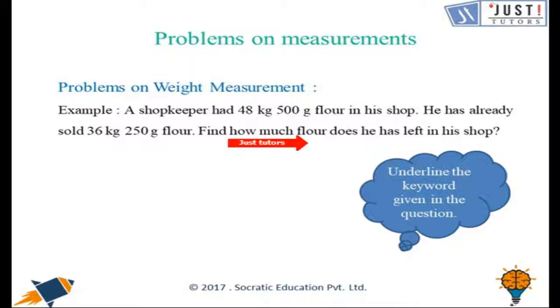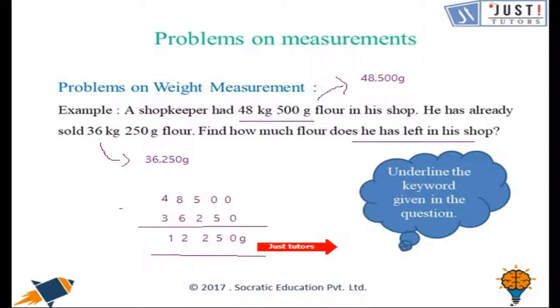So the question here is asking how much flour he has left, which means that we need to take away, or we need to subtract. So first what we can do is convert that all into kilograms or all into grams. This time let's convert that to grams. So that's basically 48,500 grams. And if I talk about this number, that's 36,250 grams. Now the next step is to take away, so I'll just write down the numbers there for you. Take your time and give it a try.